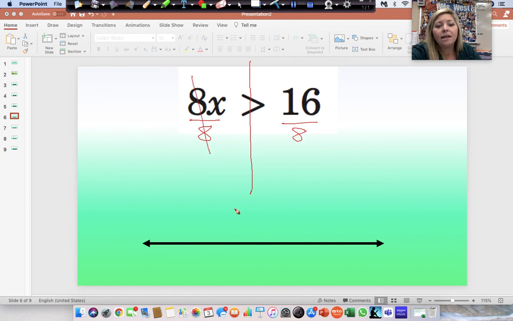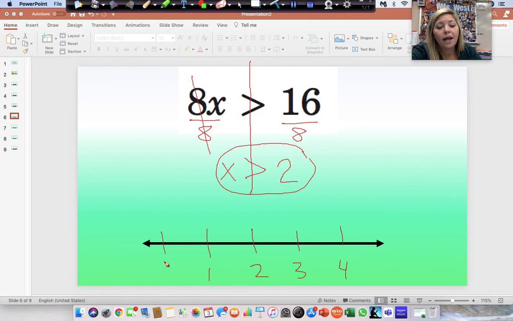8 divided by 8 is 1, and 1 times x is x. We want to bring down our inequality sign, and 16 divided by 8 is 2. So x is greater than 2. So we're going to put 2 on our number line. We have 3 and 4, and below 2 we've got 1 and 0.